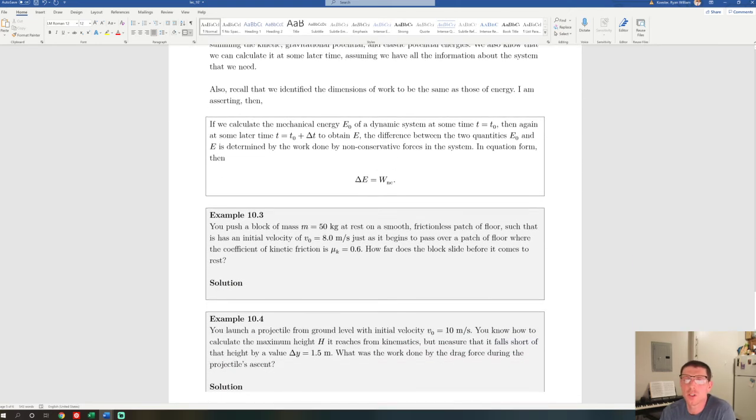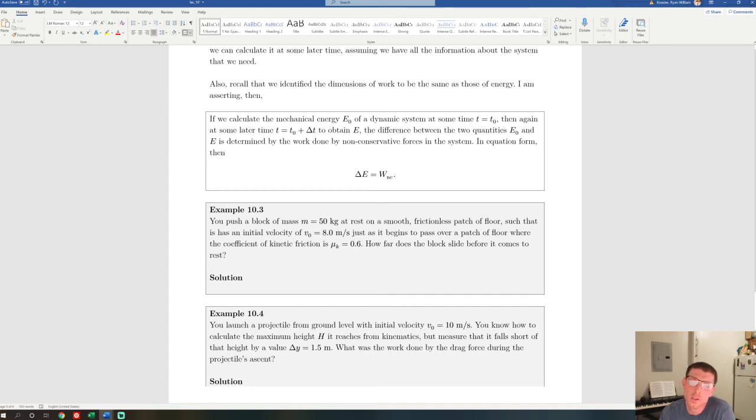Okay, so the first example I want to consider is this one where you push a block of mass m equals 50 kilograms, initially at rest on a smooth frictionless patch of floor such that it has an initial velocity of v naught equals 8 meters per second just as it begins to pass over a patch of floor where the coefficient of kinetic friction is mu sub k equals 0.6. How far does the block slide before it comes to rest?